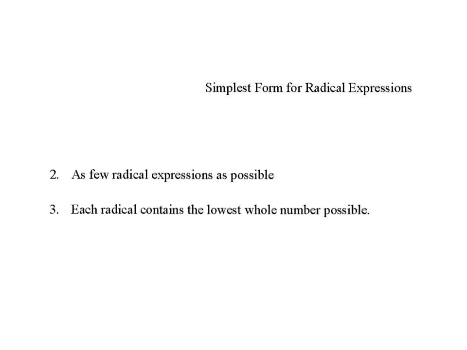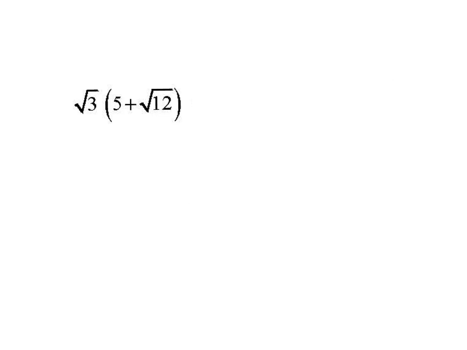One is that an expression should contain as few individual radicals as possible. Here's an expression that can be simplified by using the distributive principle. If we distribute the radical 3 over this parenthesis, we'll get 5 times radical 3 plus radical 36. Radical 36, you know, is 6, so your final version is 5 root 3 plus 6.